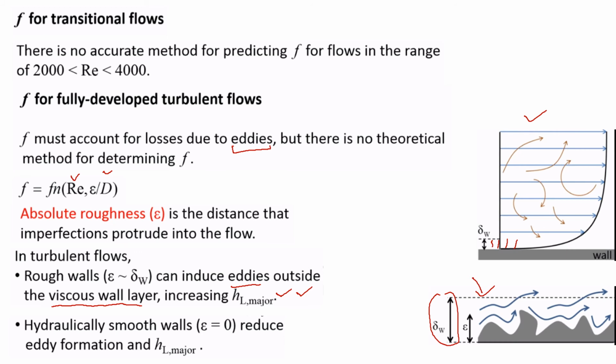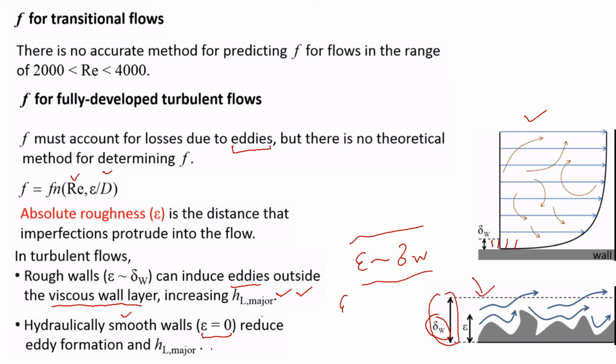So hydraulically smooth walls, what does that mean? That the absolute roughness, epsilon, is equal to 0. There is no such thing as a completely hydraulically smooth wall, but if epsilon is very small, meaning the roughness of the pipe is not disturbing this viscous sublayer, we will term it a hydraulically smooth wall. But if the roughness is so much that the epsilon term is almost equal to the viscous sublayer length, then we will say that it is a hydraulically rough pipe.